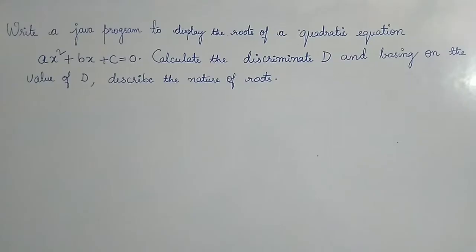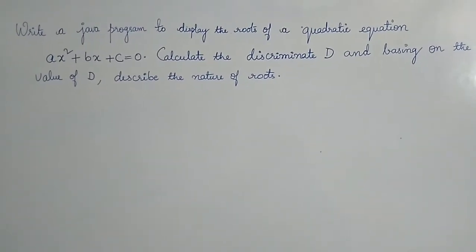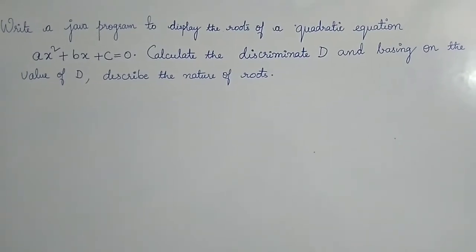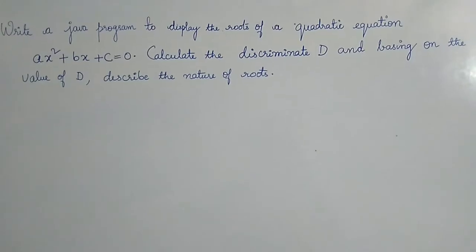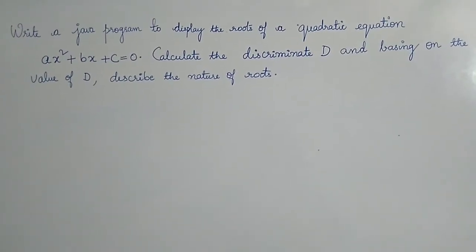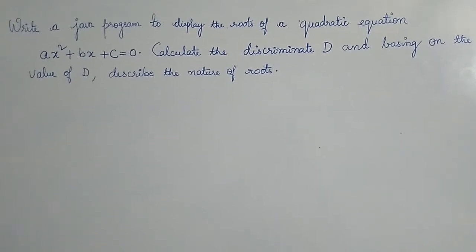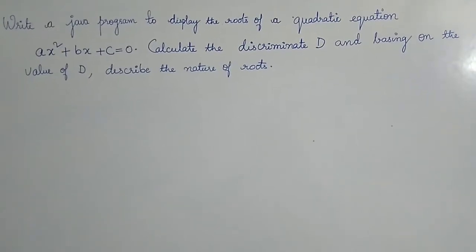Today we will see a program. Write a Java program to display the roots of quadratic equation ax square plus bx plus c is equal to 0. Calculate the discriminant d and based on the value of d, describe the nature of roots. Okay, so there is a quadratic equation. A quadratic equation is also called a 2-degree equation.